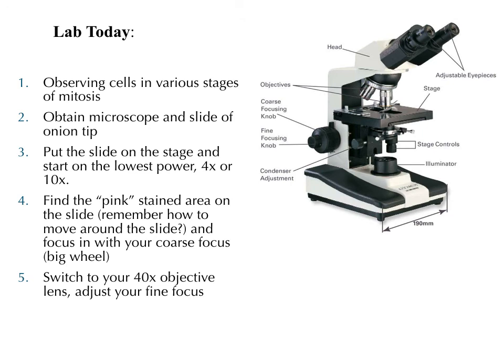Now if we were having lab today, we would be looking at all these phases of mitosis under our microscope. Remember our microscope? It's been a whole month. So there's what your microscope looks like. And remember, you would get your microscope and put your slide on. We'd cut off little pieces of the onion tip, stain the onion tip, and then put the slide on the stage and start first looking for it under the lowest power, and then go up probably to the 10x. We'd find the pink stained area on the slide. You'd move the slide around with your stage controls. And then we switch over to our 40x objective lens and adjust our fine focus.